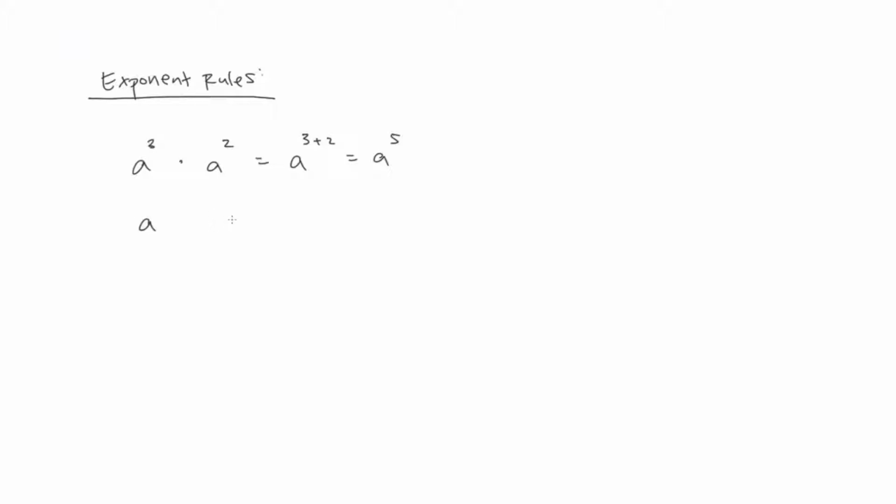Again, if we have the same bases, but in this case we're dividing the two terms, we can subtract the exponents. So a to the 1, or just a. If we have a raised to a certain power, and this whole thing is raised to another power, we would multiply the exponents. So the resulting value would be a to the 6th power.